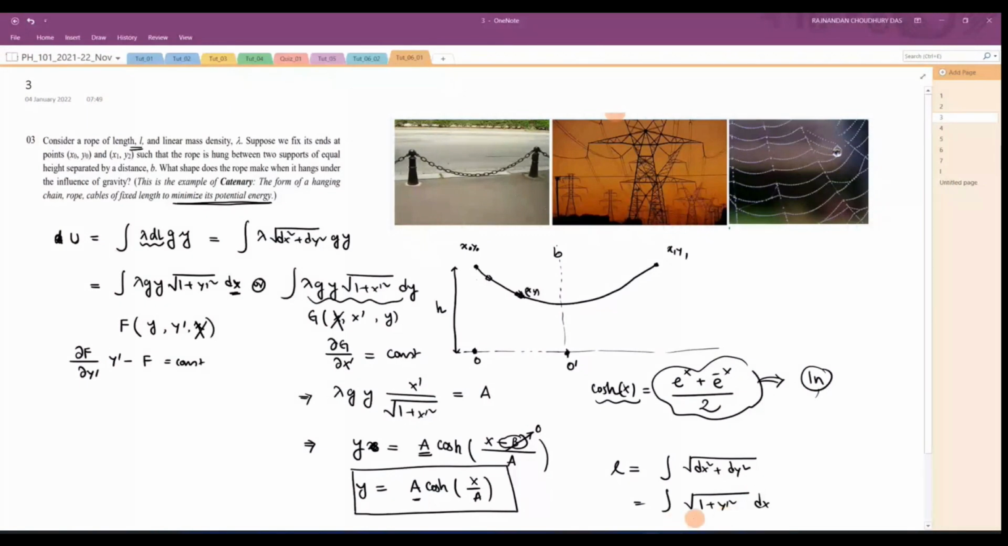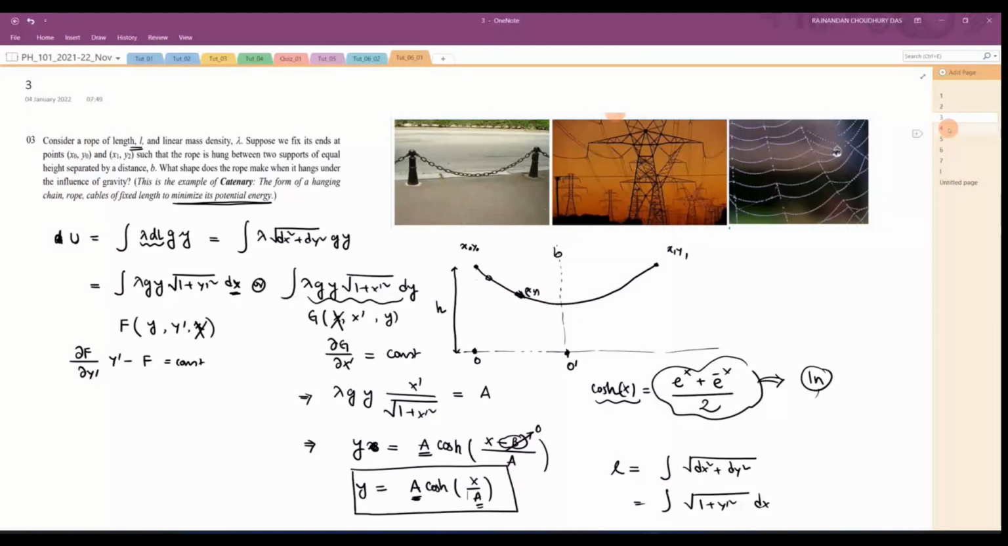From there, you will get one equation which you will not be able to solve by hand. You have to take help from a computer, any program. From there, you can actually get this a. Is it fine? Yes, okay.